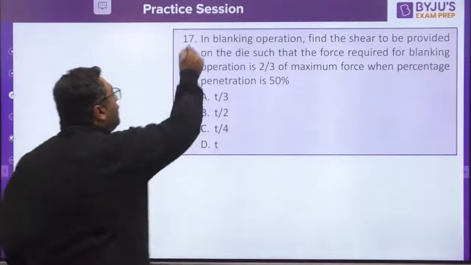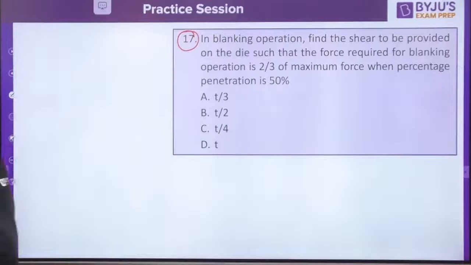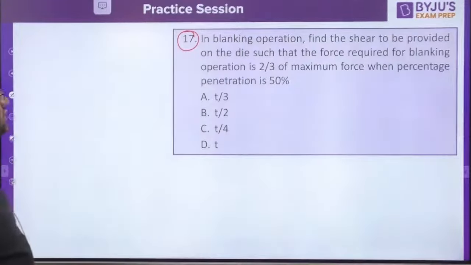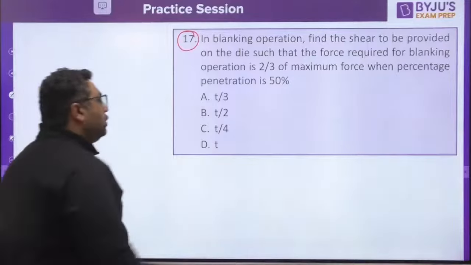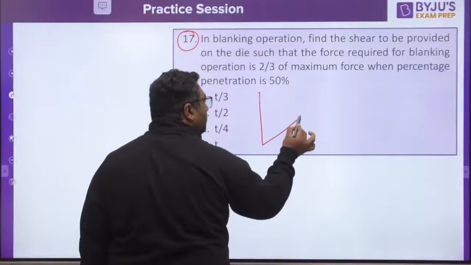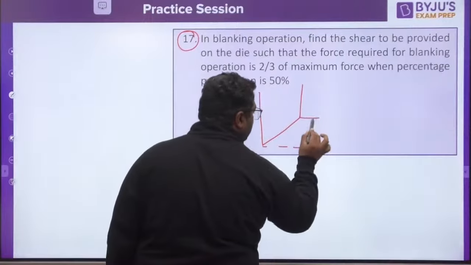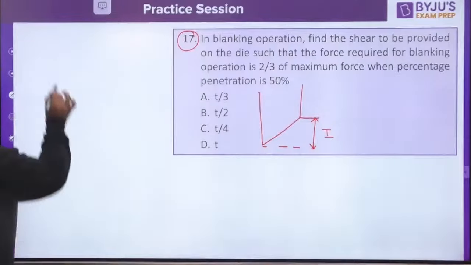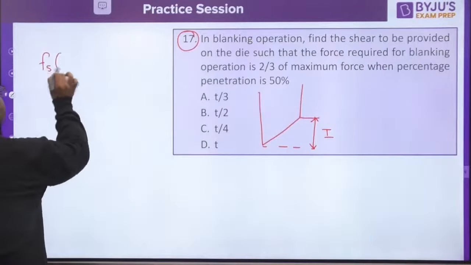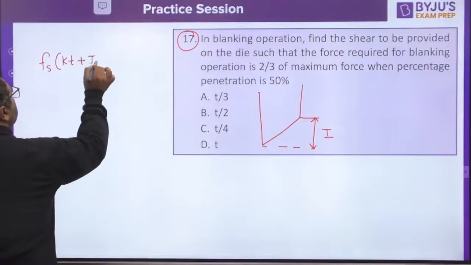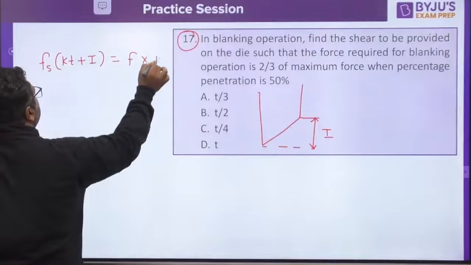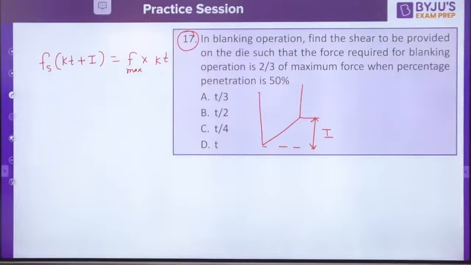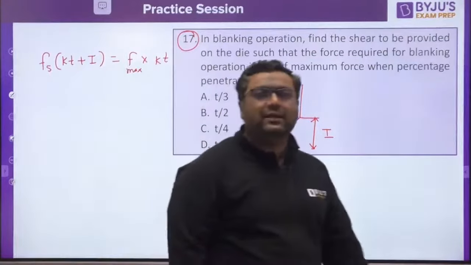Question number 17. Once again from the sheet metal operation. In the blanking operation, find the shear to be provided. You know that the punch is going to be like this. In case of shear, this is the shear provided on the punch, denoted by I. And you know the formula is shear force, KT plus I is equal to F into KT. This is said to be the maximum force. Apply this one, get the answer.